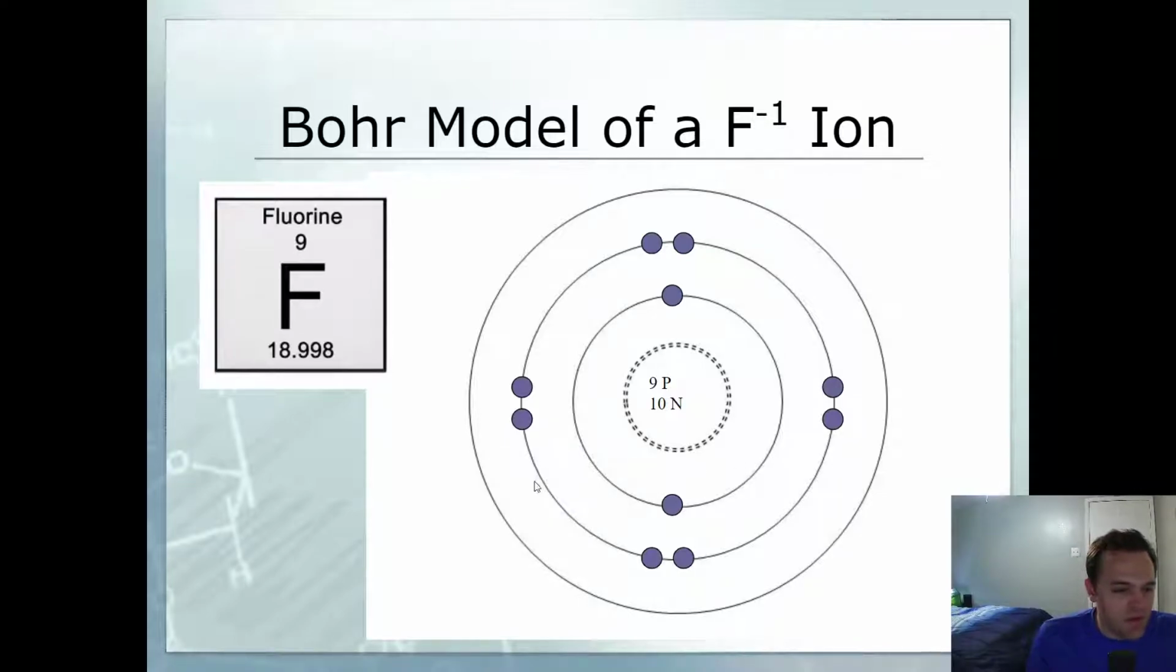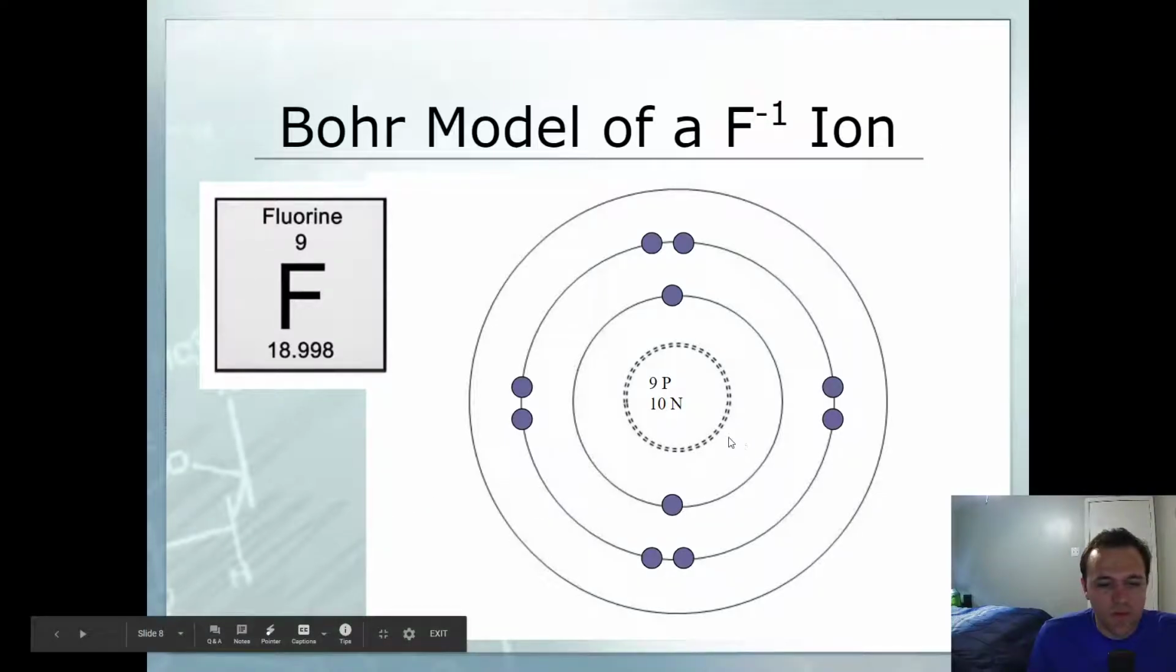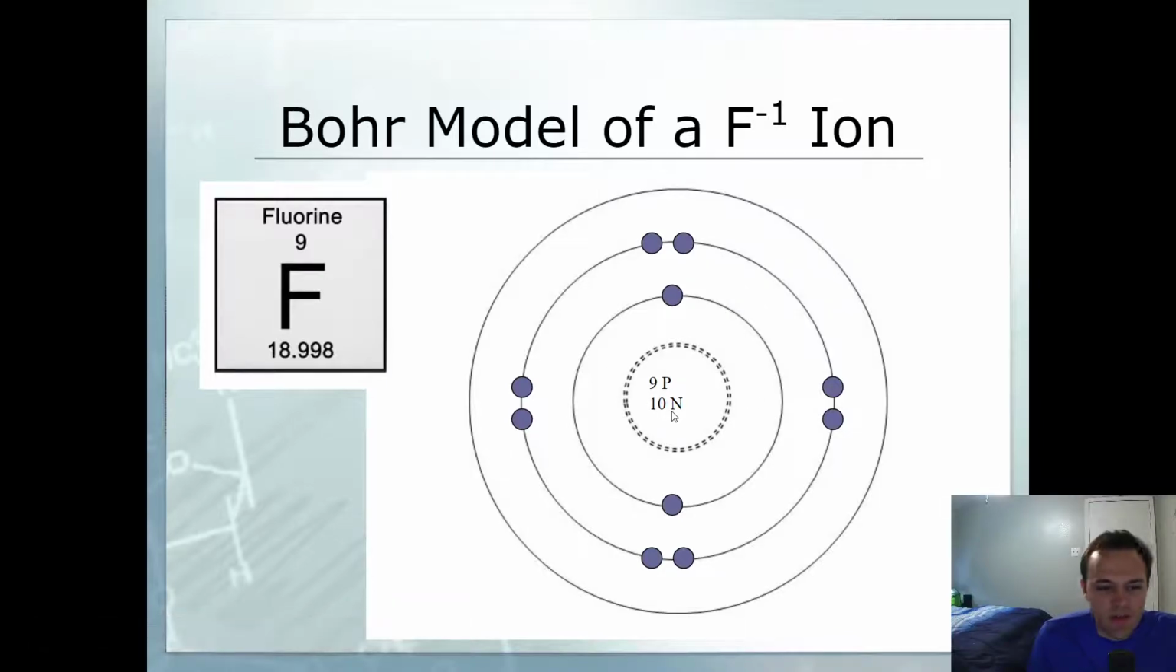Okay, so you guys are going to do an assignment where you're going through and determining how many valence electrons are in certain atoms and ions. And that'll be your homework for this unit.